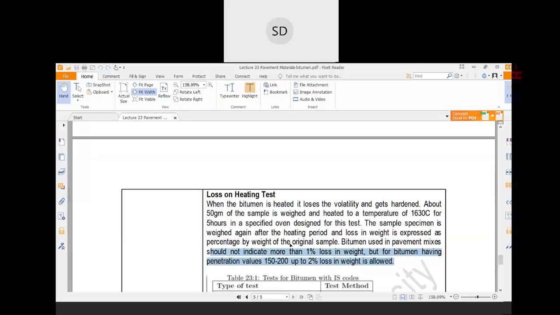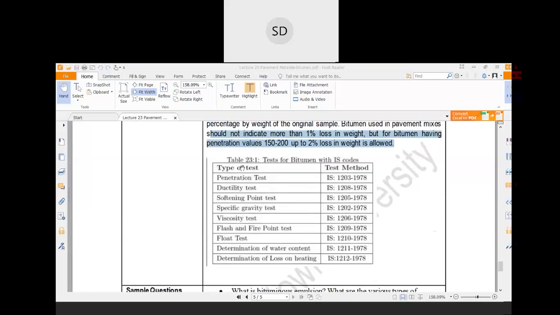So basically if weight is lost, it would not be suitable for the road aggregate, because on the road it would be exposed to weather and constantly heated and cooled. And if the bitumen content is lost, the pavement will deteriorate very easily. Therefore the loss on heating test is also an important test to know the suitability of the bitumen content. These are the different types of tests, and the test methods are described in different Indian standard code books, and these are the standard code books.